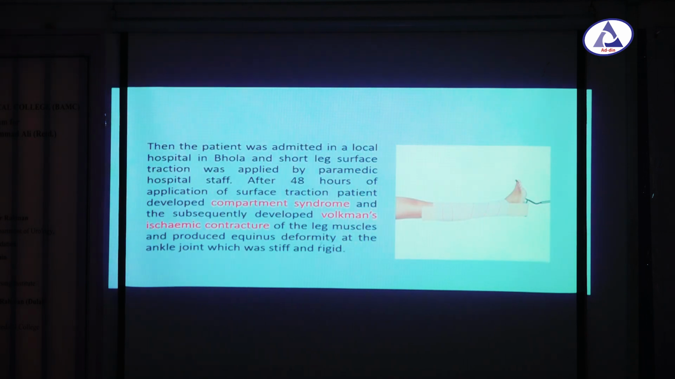After that, in that hospital, surface traction was applied by local paramedic staff, and after 48 hours of application of this surface traction, the patient developed compartment syndrome, which caused necrosis of the muscle, and the muscle was replaced by scar or fibrous tissue, and subsequently there was shortening of the muscles of the posterior compartment of the leg, which produces Volkmann's ischemic contracture, and for that reason the patient lost the contractile capacity of the leg muscles, and finally it developed a rigid and stiff ankle joint in equinus position.